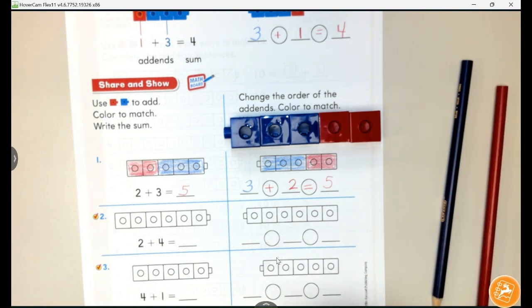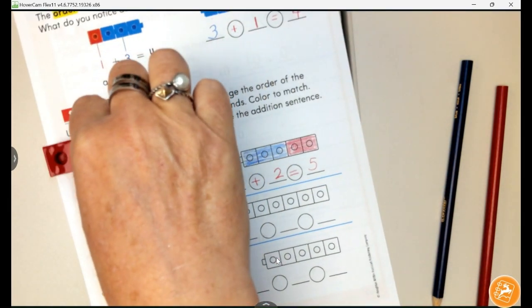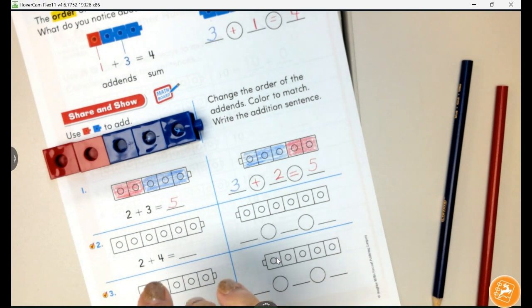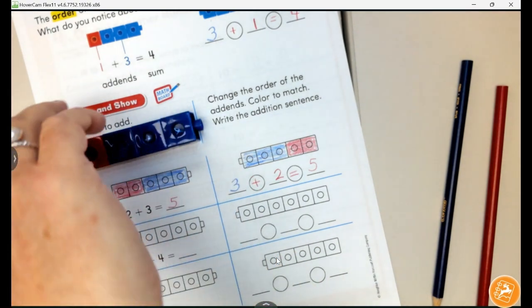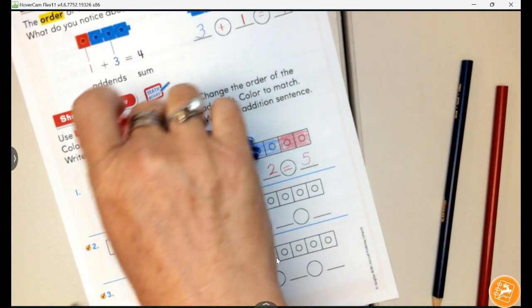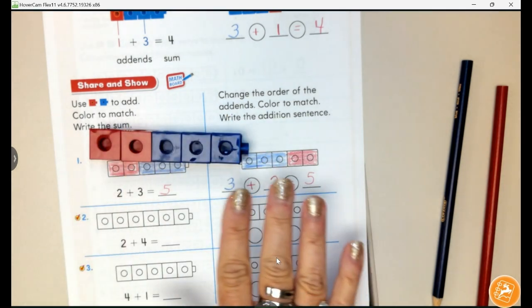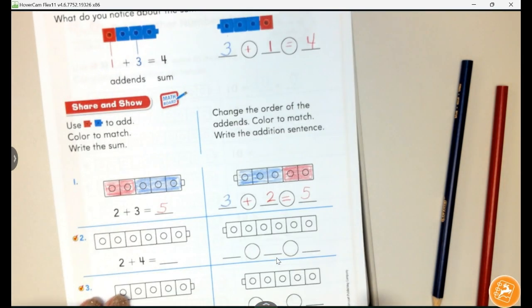So I would have my students continue practicing this with the different cube trains. And again, we're just going to rotate it. And I would have them physically rotate it on their desks in front of them so that they can see that all we're doing is rotating from one side to the other. We're just moving it from one direction to the other. We didn't change the sum at all.